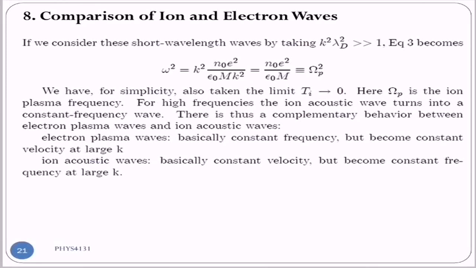For high frequencies, the ion acoustic wave turns into a constant frequency wave. There is thus a complementary behavior between electron plasma waves and ion acoustic waves. Electron plasma waves are basically constant frequency but become constant velocity at large values of k, and similarly ion acoustic waves are basically constant velocity waves but become constant frequency at large values of k.